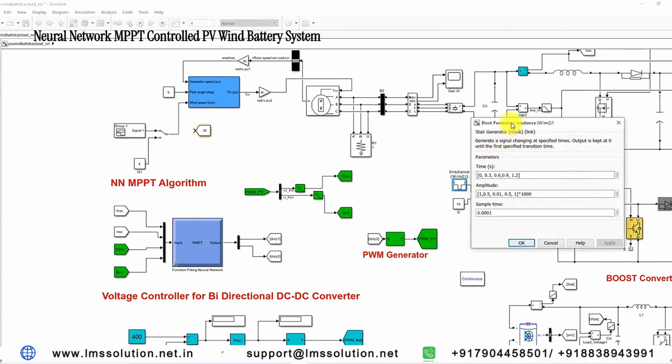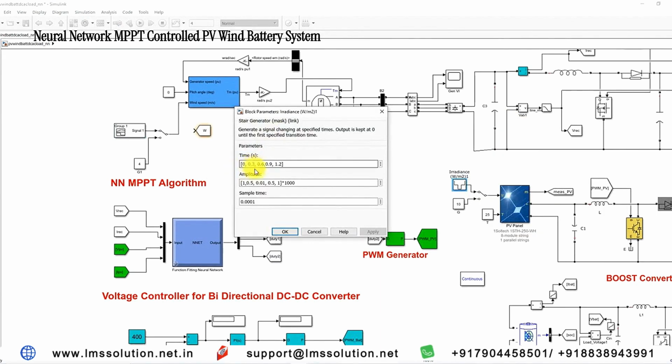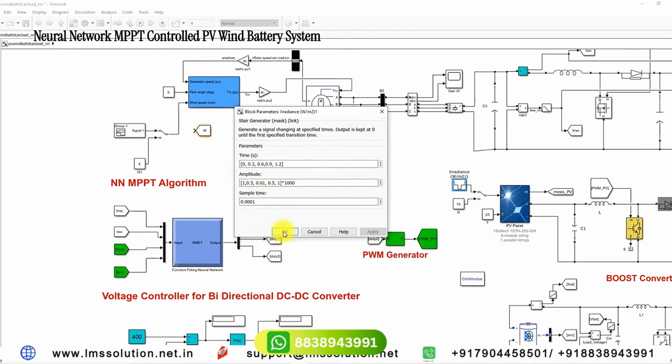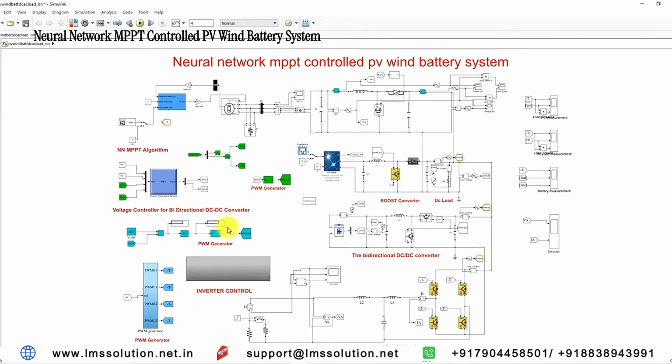Here you can see that every 0.3 seconds I'm changing the irradiation from 1000 watts per meter square to 500 to 10 watts per meter square, and then again it changes to 500 and 1000. So the irradiation will be changed every 0.3 seconds. This is the total model of the neural network MPPT control PV wind battery system.